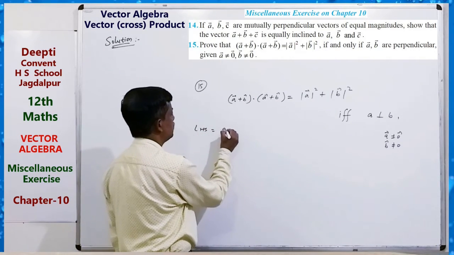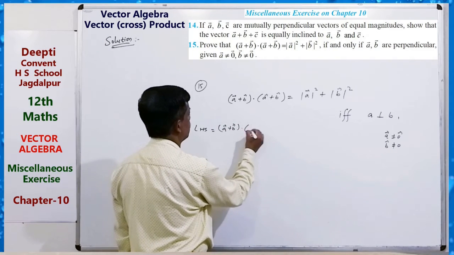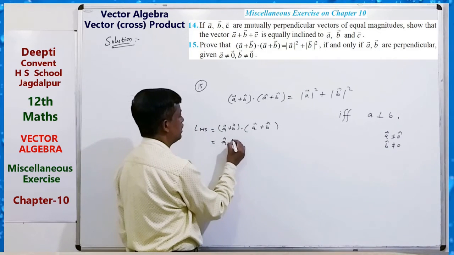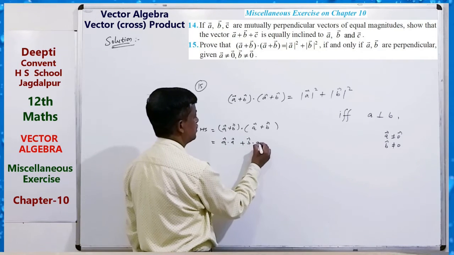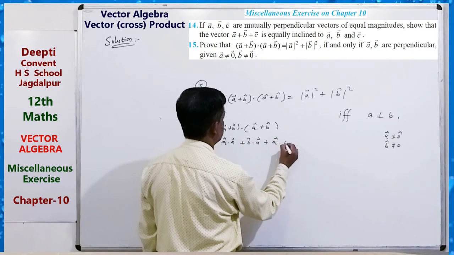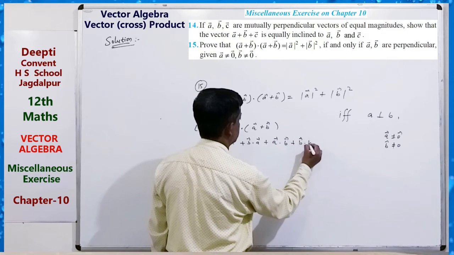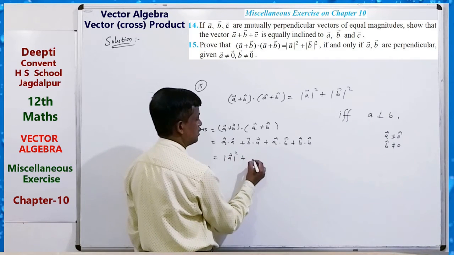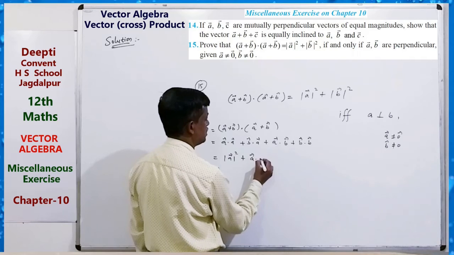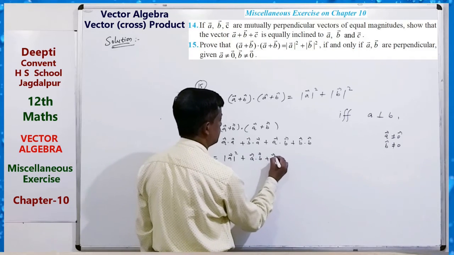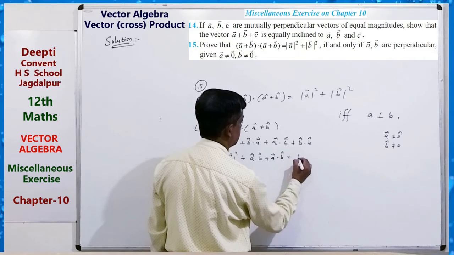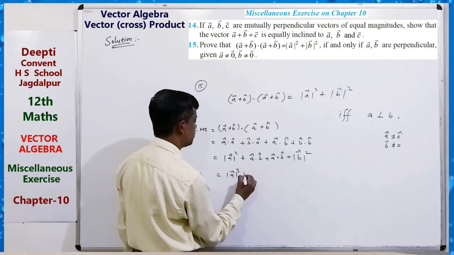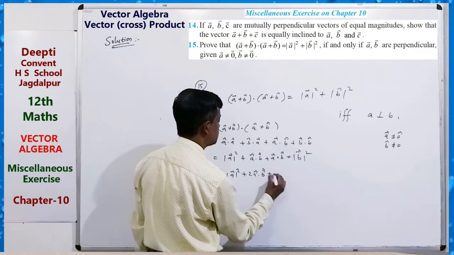The left hand side equals (A + B) dot (A + B). Multiplying, we get A dot A plus A dot B plus B dot A plus B dot B. This is |A|² plus A dot B plus A dot B plus |B|², so |A|² + 2 A dot B + |B|².